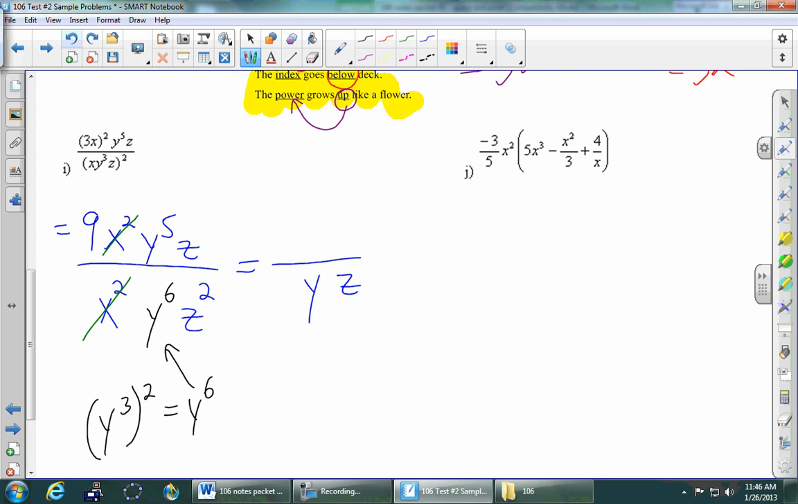The x's we've canceled. What should we put upstairs? Well, if there's nothing left upstairs, then it's a 1. You have to put a placeholder. The placeholder is 1 if there's nothing left. But there was something left up there. There was the 9. So that's what goes upstairs.